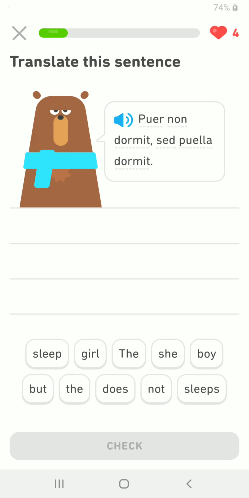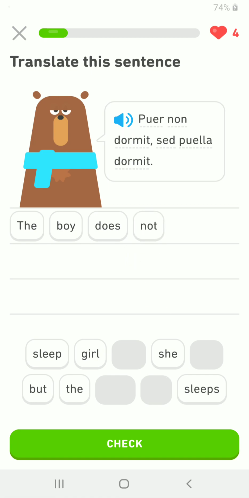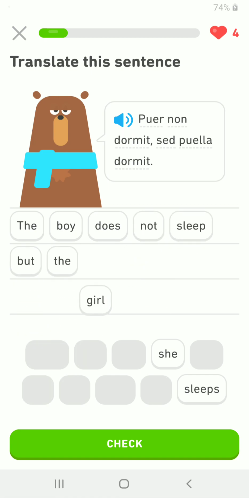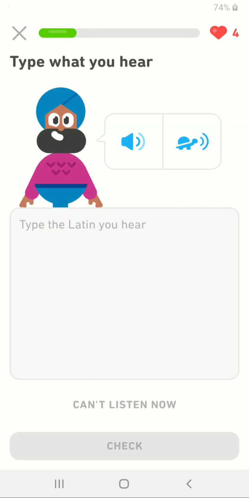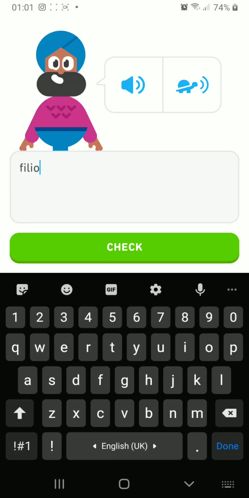Puer non dormit, sed puella dormit. So the boy does not sleep, but the girl sleeps. So sed puella, sleep. Filii mei student. So filii is plural. Mei. Student. Let's write student. Filii mei student.